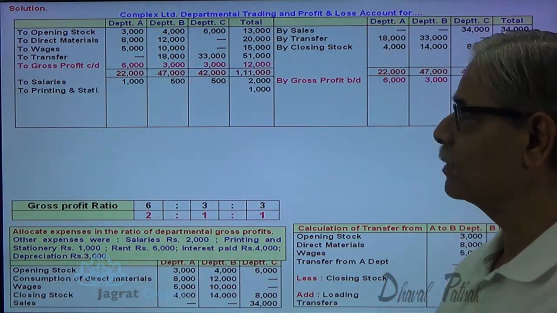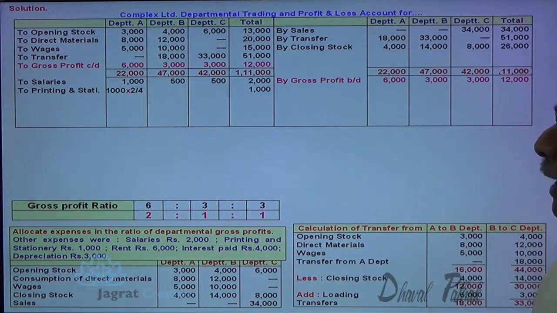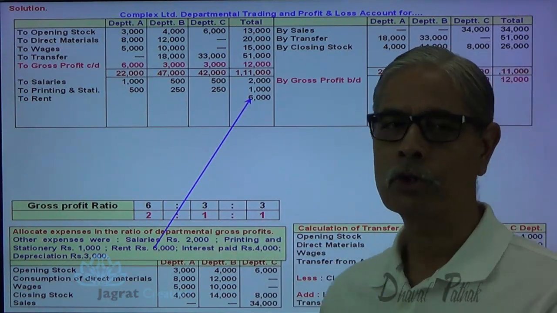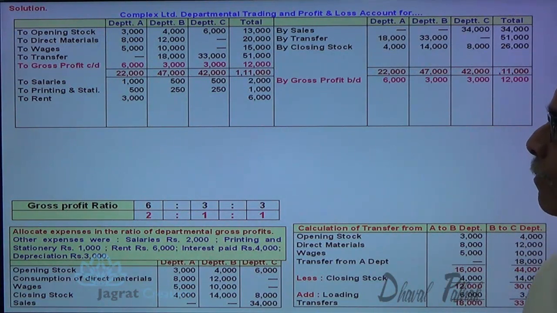Stationery expense 1,000 is distributed in the ratio of 2 is to 1 is to 1. So 2/4 of 1,000 is 500, 1/4 of 1,000 is 250, and the same way 250. Then 6,000 in the ratio 2 is to 1 is to 1. So 2/4 of 6,000 is 3,000, and 1/4 of 6,000 is 1,500, 1,500.